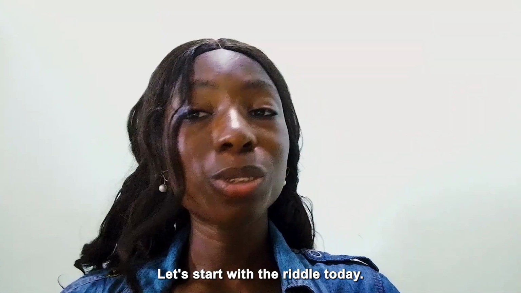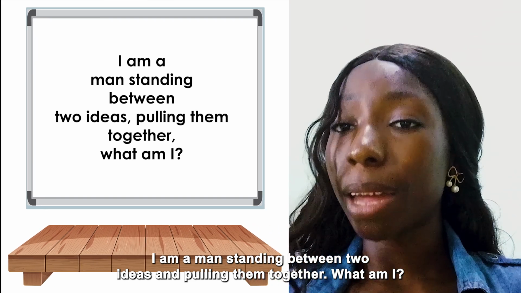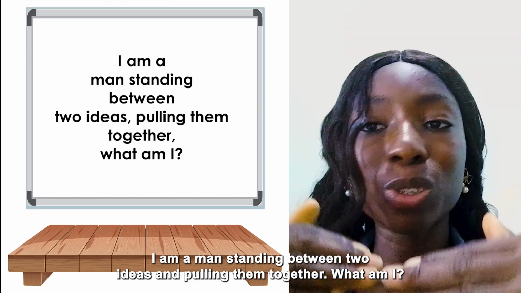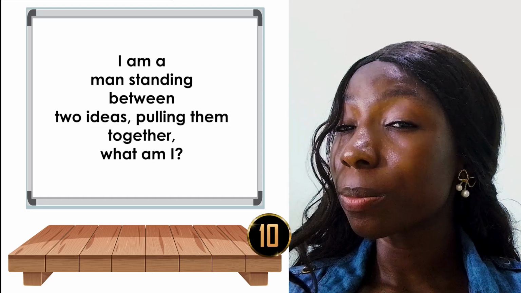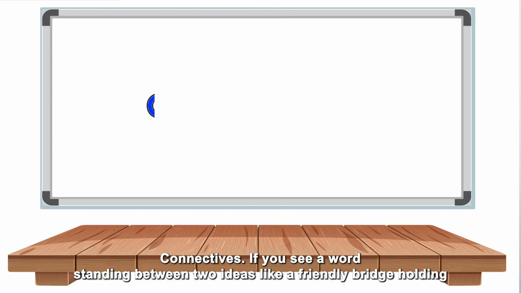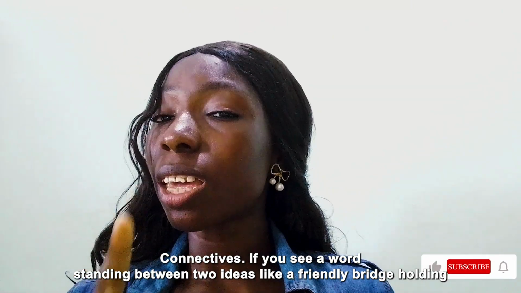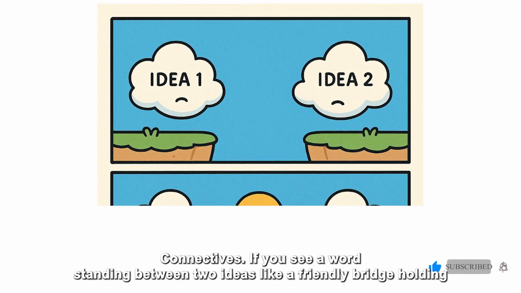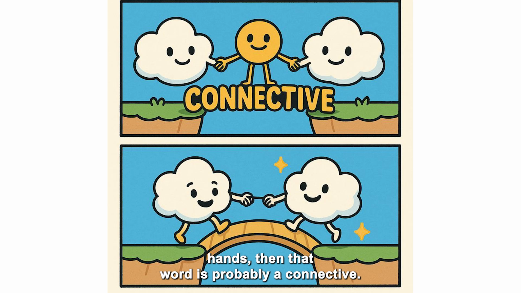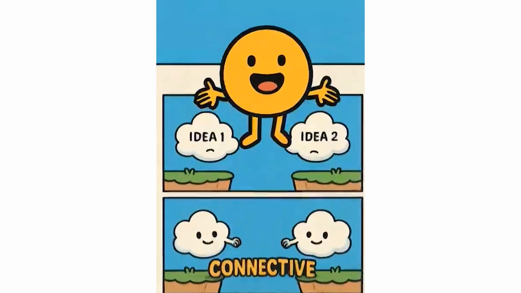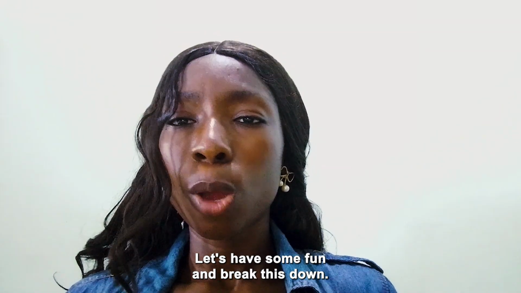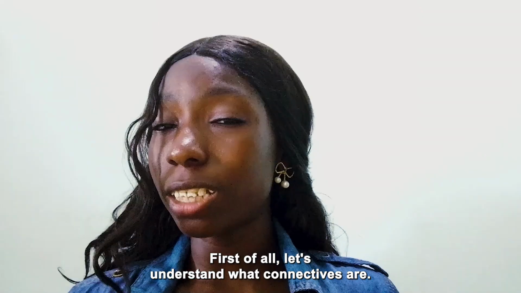Let's start with a riddle today. I am a word standing between two ideas and pulling them together. What am I? Connectives. If you see a word standing between two ideas like a friendly bridge holding hands, then that word is probably a connective. Let's have some fun and break this down. But first of all, let's understand what connectives are.